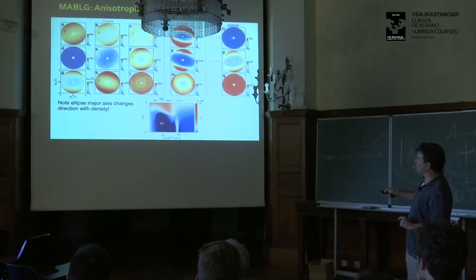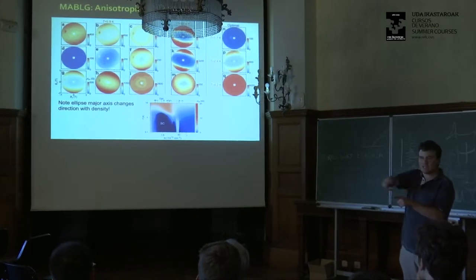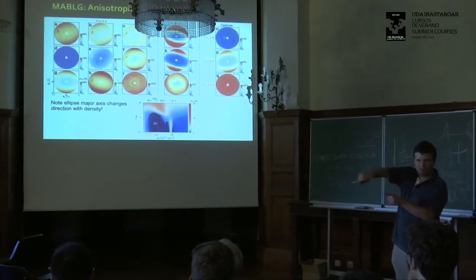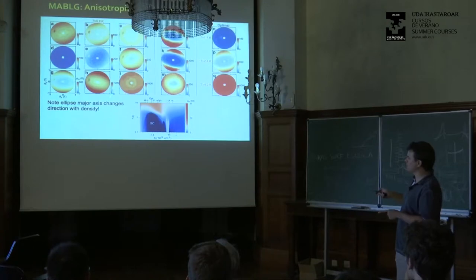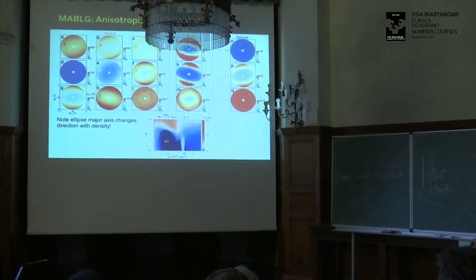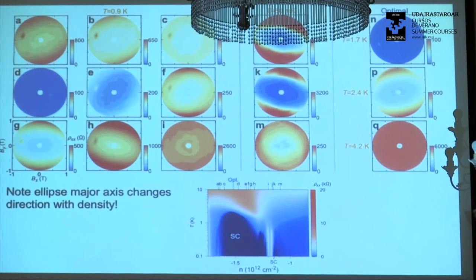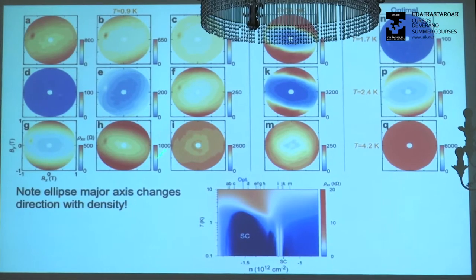We go to optimal doping. There, even with one Tesla in plane magnetic field, the system is always superconducting because that's too high a TC for us to kill it with one Tesla in plane magnetic field. And then we continue. At optimal doping, if we go to higher temperature, you can eventually kill it. I want you to pay attention.